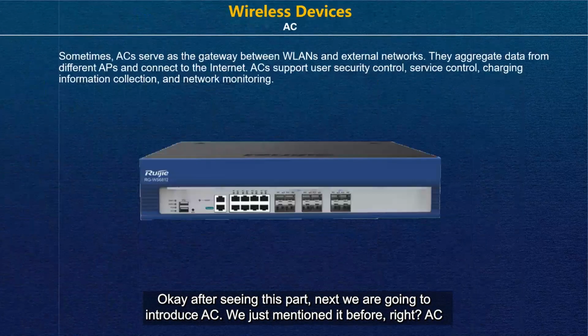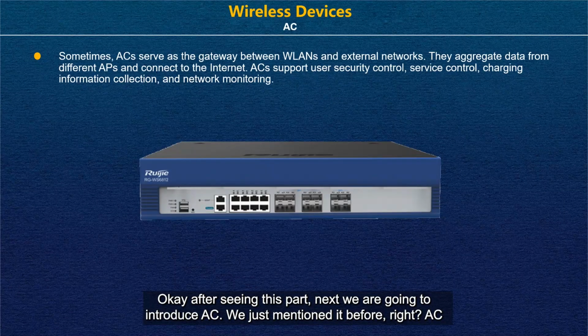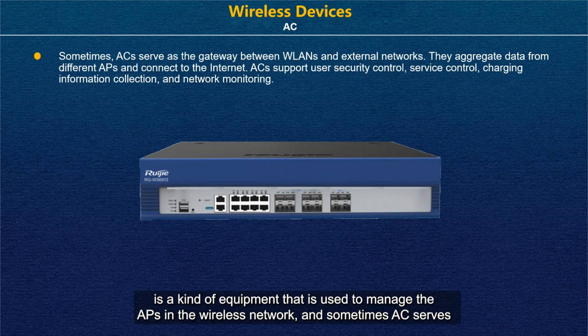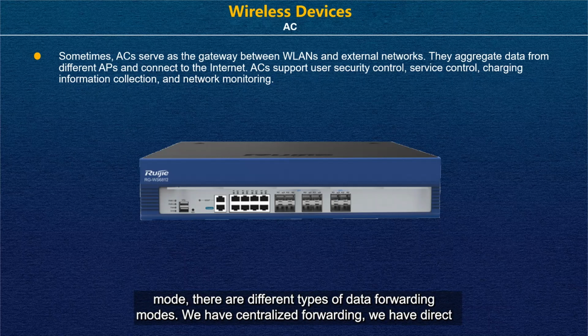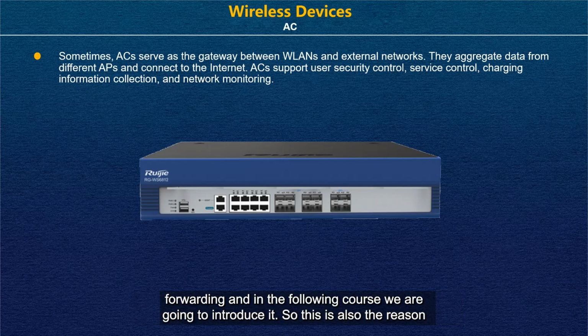Okay, after seeing this part, next we are going to introduce AC. We just mentioned it before, right? AC is a kind of equipment that is used to manage the APs in the wireless network, and sometimes AC serves as a gateway because we have in-path mode and off-path mode. And no matter if we use in-path or off-path mode, there are different types of data forwarding mode. We have centralized forwarding, we have direct forwarding, and in the following course, we are going to introduce them.